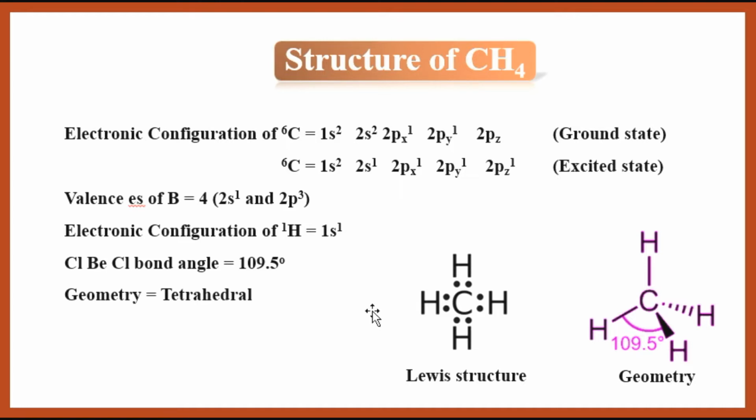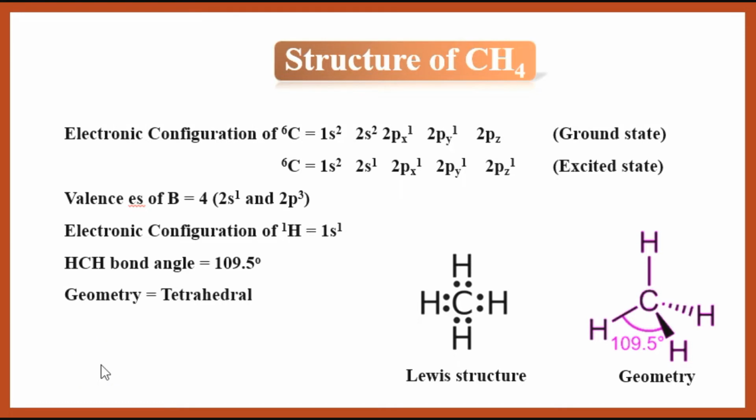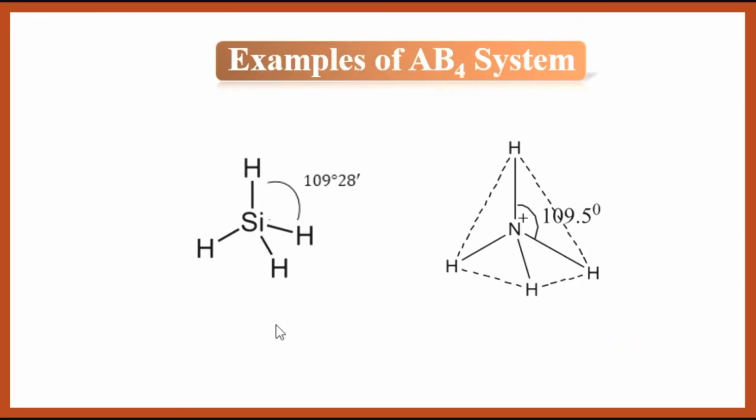And hence, the HCH bond angle comes out to be 109.5 degrees. The other examples under these AB4 systems are silicon tetrahydride and NH4 plus ion, that is the ammonium ion, and their geometry is like a tetrahedron.